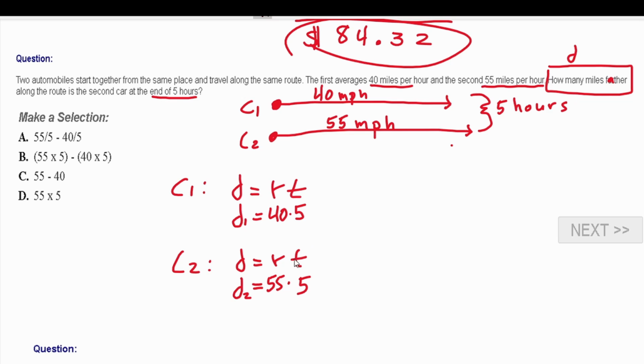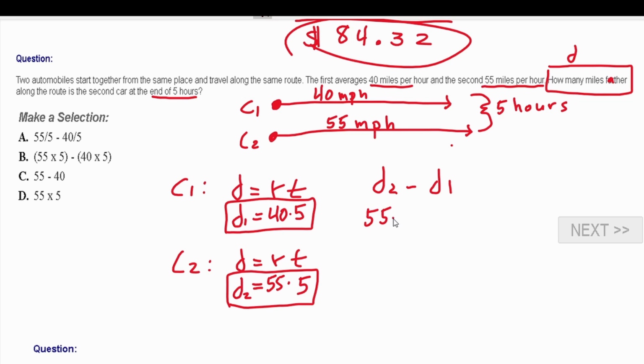To figure out how much farther car 2 has gone than car 1, we'll take distance 2 and subtract distance 1. So that looks like this. D2 minus D1. Of course, we know what D2 and D1 are. Distance 2, as we can see right here, is 55 times 5. And we can put that in brackets if we want. And distance 1 is 40 times 5. And by figuring this out, we'll figure out how much farther car 2 has traveled than car 1.